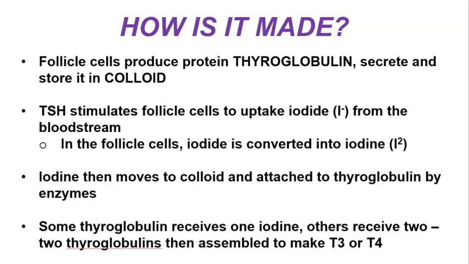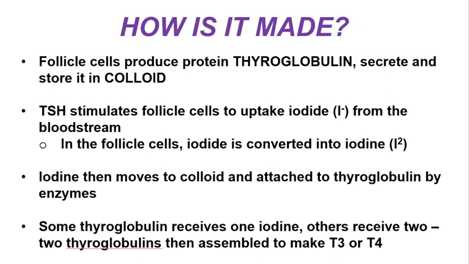How is thyroid hormone manufactured? It's going to require 2 important pieces. The first is a protein called thyroglobulin, and the second is a mineral called iodine. Follicle cells of the gland will produce the thyroglobulin protein and then secrete it into the colloid, where it's going to be stored until it's needed.